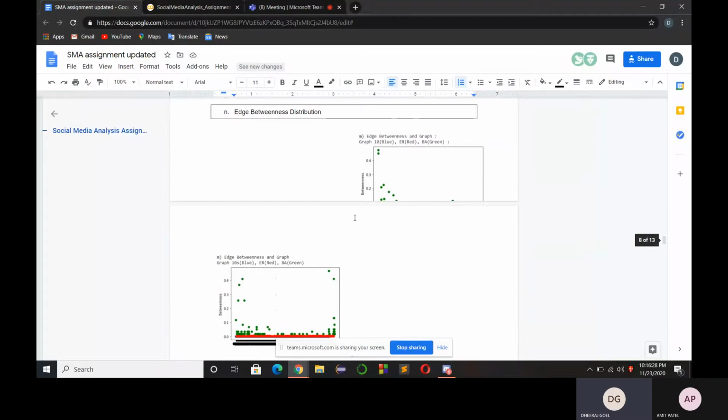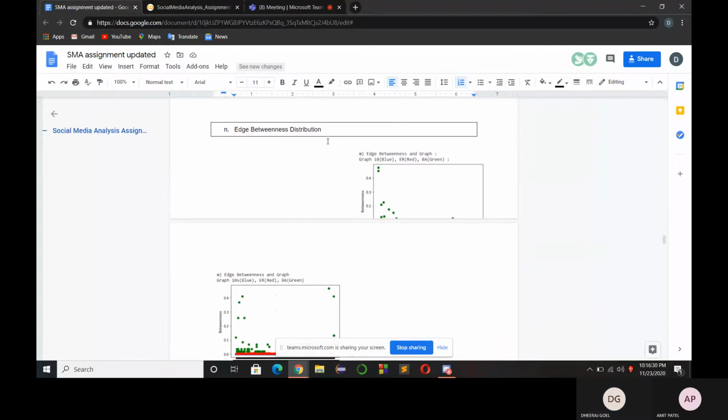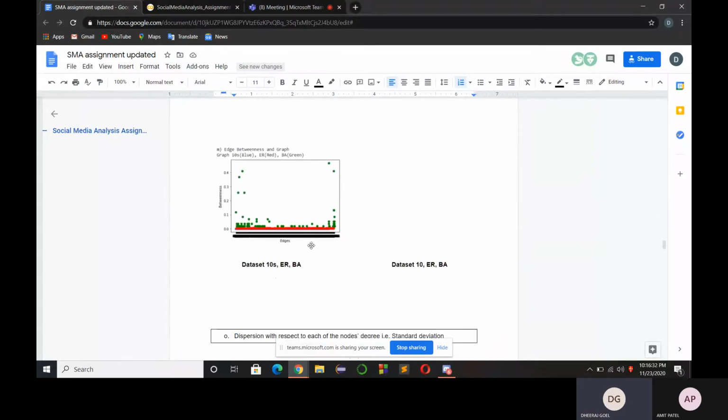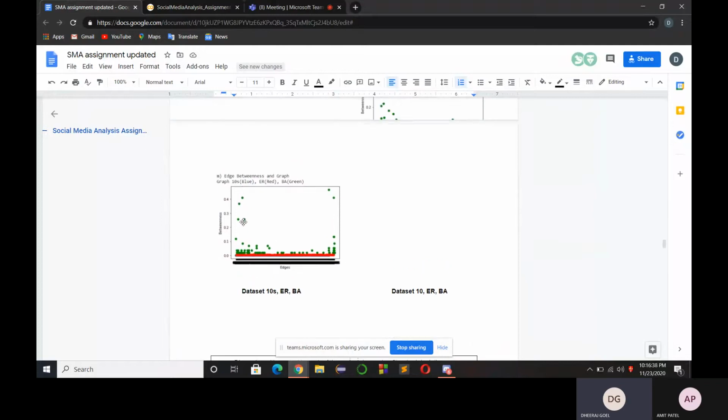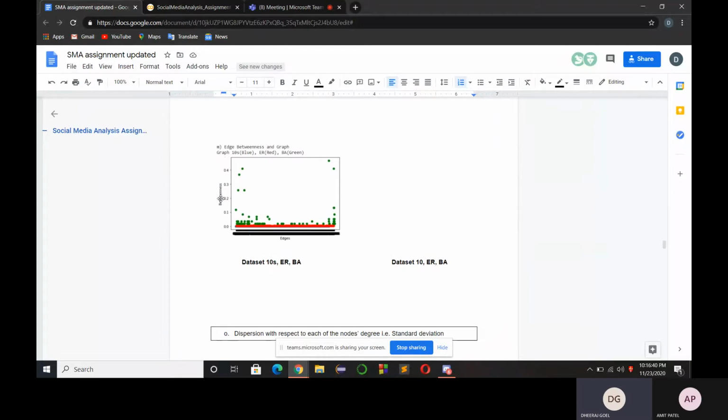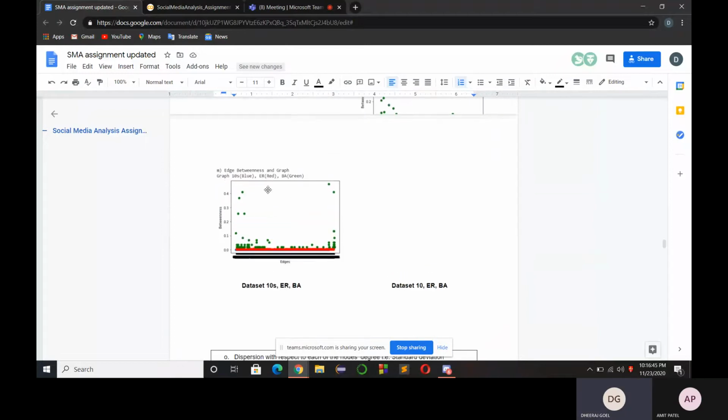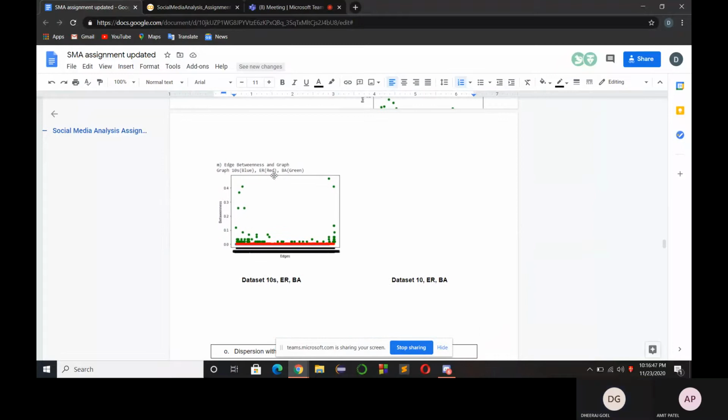Similarly, this is the graph for the edge betweenness distribution for the dataset 10s, in which the x-axis shows the number of edges and the y-axis shows the betweenness value. Same as the above graph, blue shows the dataset, red shows the ER, and green shows the BA.